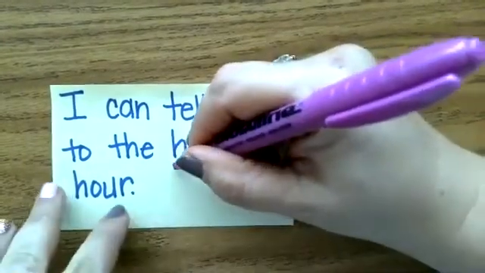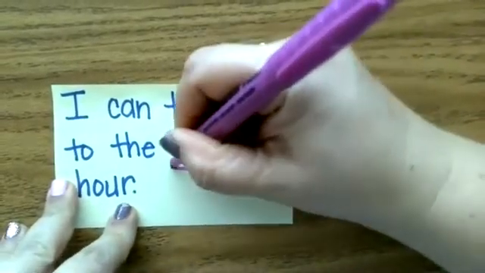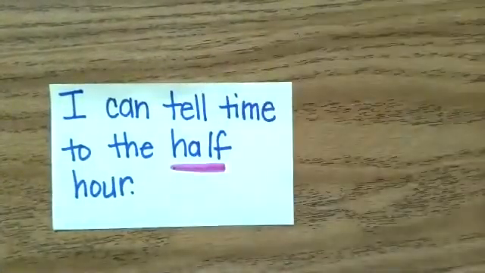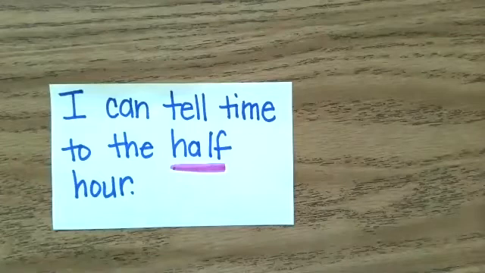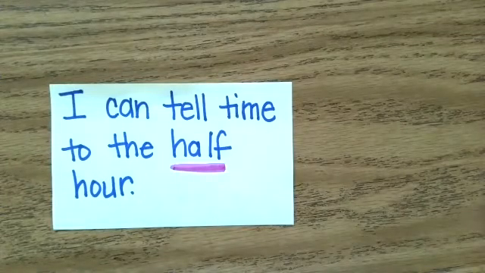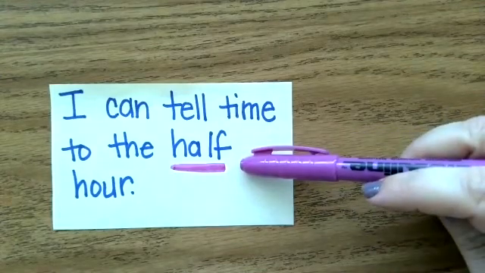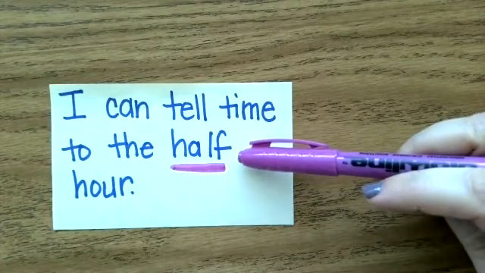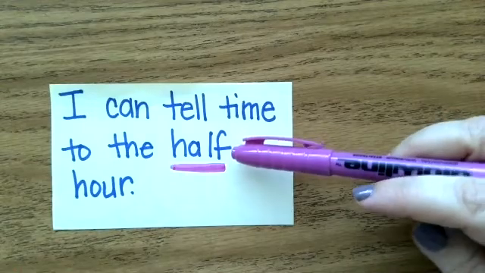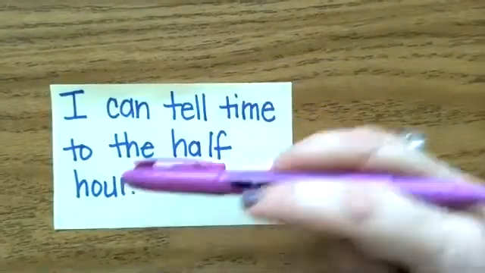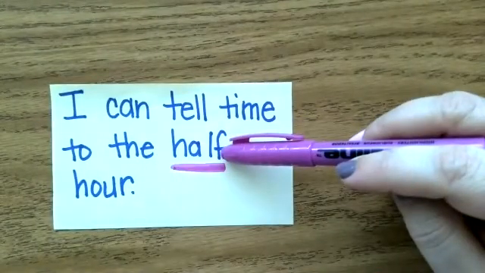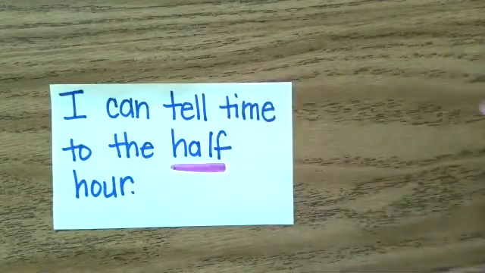And last week we really focused in on fractions and we talked about that word half. I want you to turn and talk to your partner about what does the word half mean? Yes, half means that it's cut into two equal parts and each part represents the same amount. So if I'm looking at I can tell time to the half hour, that means I'm going to cut the hour in half or two equal parts.